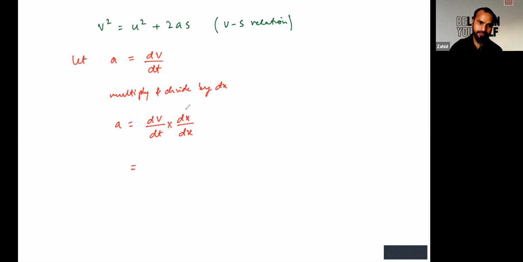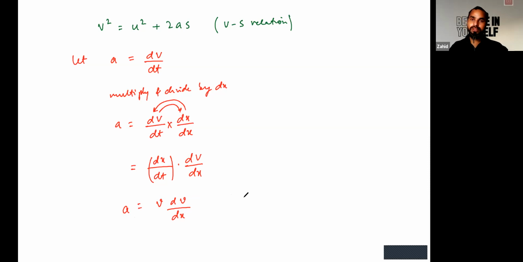Now on rearranging, bring this part to this part and this to this part. So it becomes dx over dt times dv over dx. So it will be nothing but velocity v times dv over dx is equal to a. Now this expression has only velocity and displacement related with acceleration. This is the same expression as we use for calculating acceleration when velocity is a function of x.